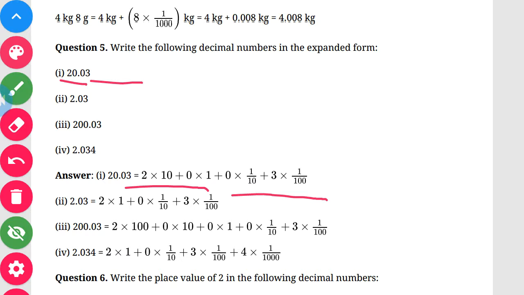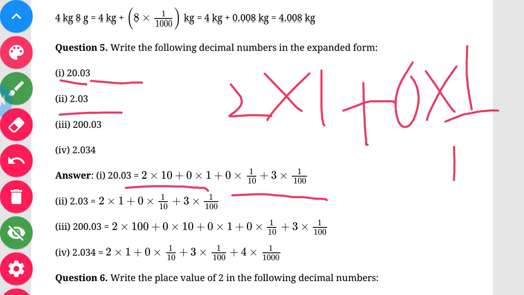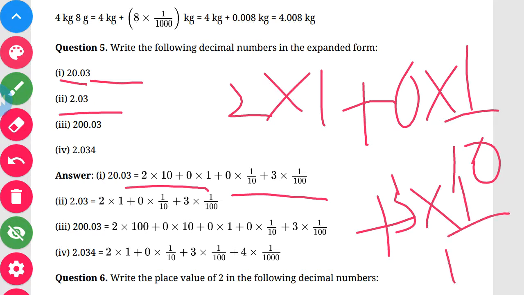That is 1/10, 100, 1000. Suppose I want to consider this, so 2 into 1, and after this is the integral part. So the addition I'm going to do here is 0 into 1/10 part plus 3 into 100 part. So this is what is given here. You can just check it out. It's very easy. You can just try it out.